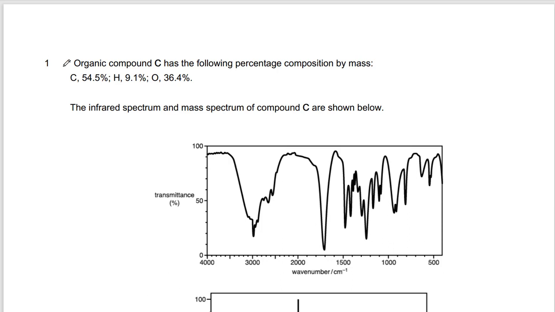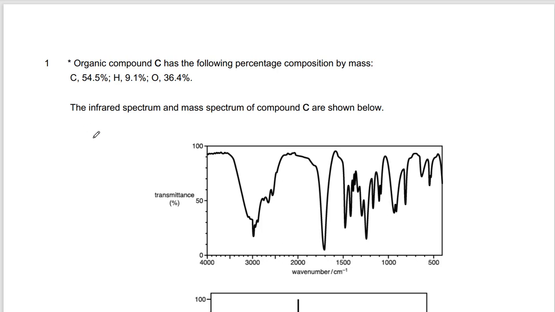So in this video then, I'm going to run through a couple of questions on combined techniques. Now, this involves using information such as infrared, mass spectrometry, empirical formula, and so on, in order to work out the formula of an unknown compound. At AS level, this is very much limited to IR, mass spec, and possibly empirical formula. At A level, this also encompasses NMR spectroscopy, but that's not something I'm going to be covering in this video.